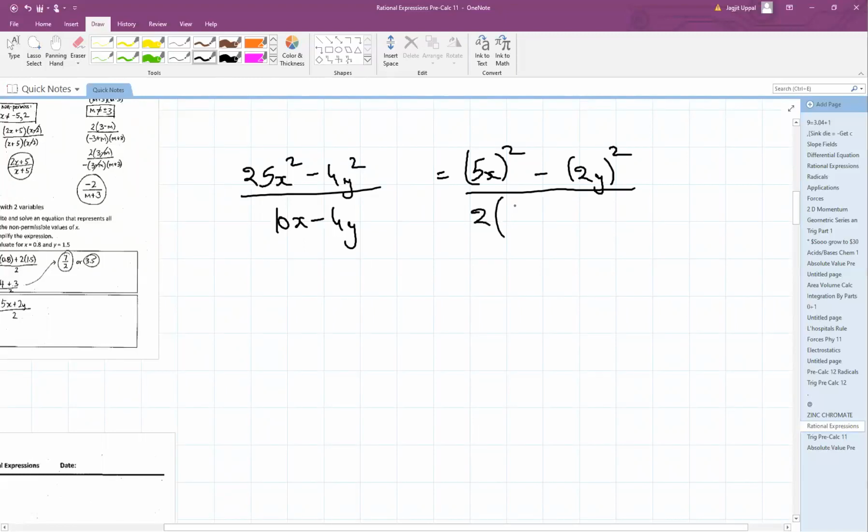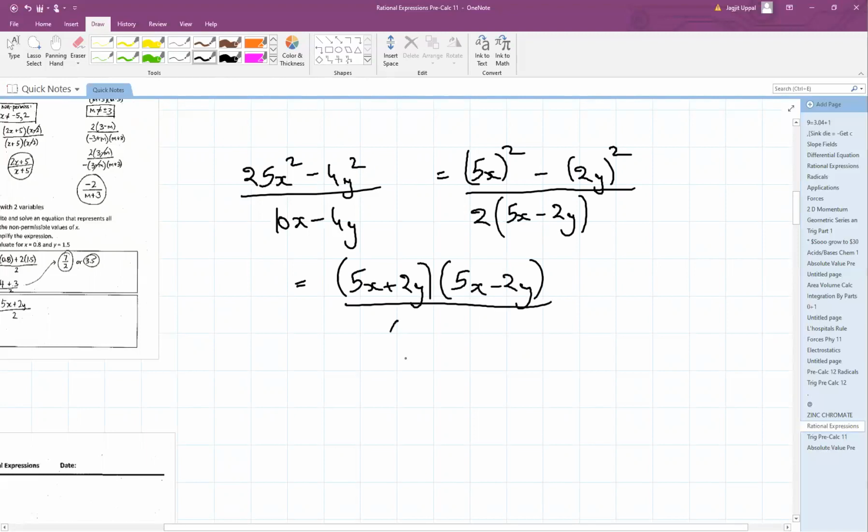At the bottom, you can factor the 2 out, and you get 5x minus 2y. Now, the top can be further written as a plus b, which is 5x plus 2y, times a minus b, which is 5x minus 2y. And your denominator is 2 times 5x minus 2y. Now, before you cancel, you need to write your non-permissible. So you take your denominator, and you say that cannot be equal to 0. So we're going to say 5x minus 2y cannot be equal to 0.